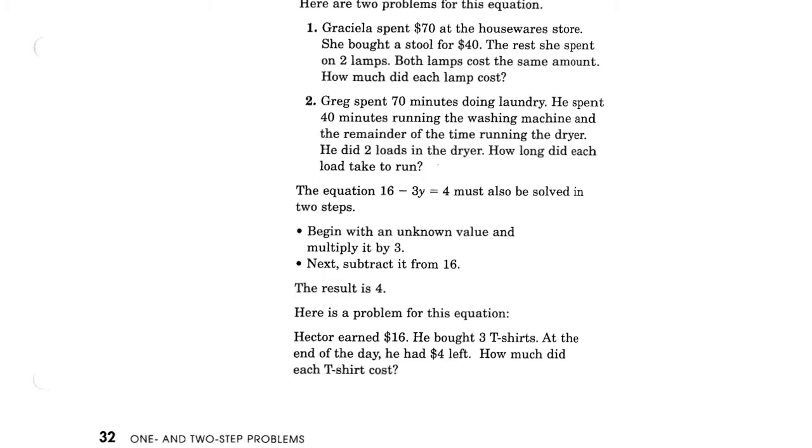The equation 16 minus 3y equals 4 must also be solved in 2 steps. Begin with the unknown value and multiply it by 3. Next, subtract it from 16. The result is 4. Here is a problem. Hector earned $16. He bought 3 t-shirts. At the end of the day, he had $4 left. How much did each t-shirt cost? So, $16 he earned. He bought 3 t-shirts at an unknown value, and he was left with $4.